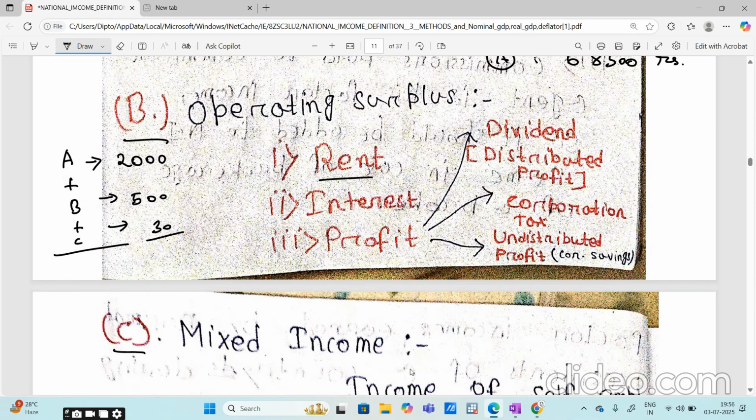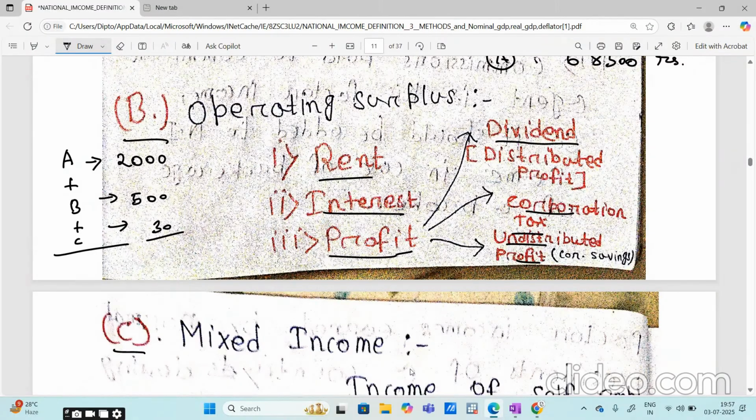Now leading to the next part, which is the operating surplus: rent, interest and profit. Rent is the factor earning of the land. Interest is the factor earning of capital, and profit is the factor earning of the enterprise. Profit is divided into 3 parts: dividend, corporation tax, and undistributed profit.